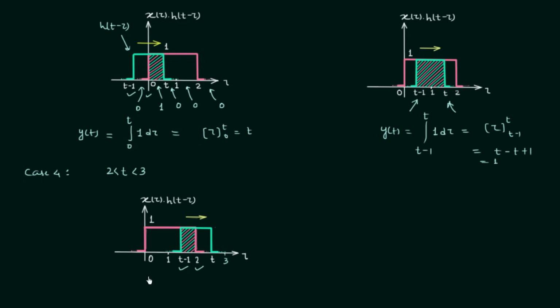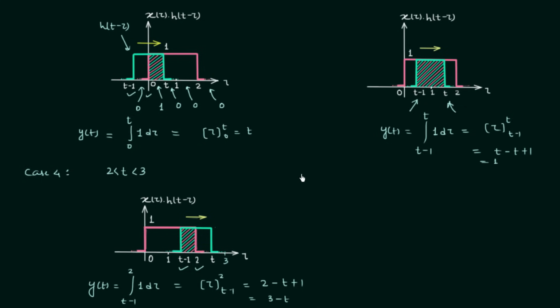So we will integrate in this interval only. The output y(t) is equal to the integration from t minus 1 to 2, and the integration of 1 we have to perform because the multiplication is equal to 1. If you have some other result as the multiplication, you have to integrate that result. So here we will have tau, the lower limit is t minus 1, the upper limit is 2. Let's put them, 2 minus t plus 1. So it is equal to 3 minus t.